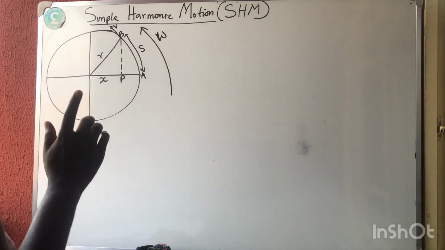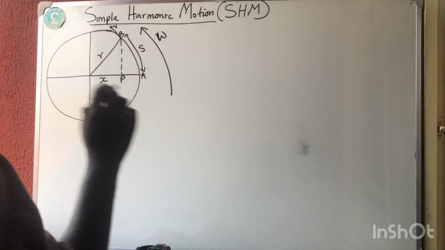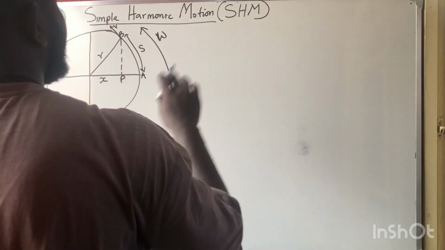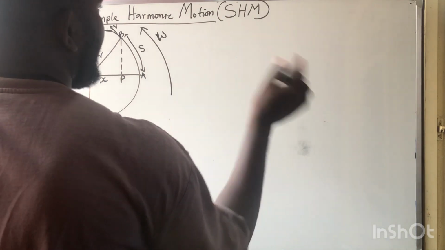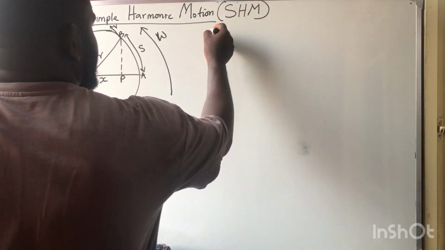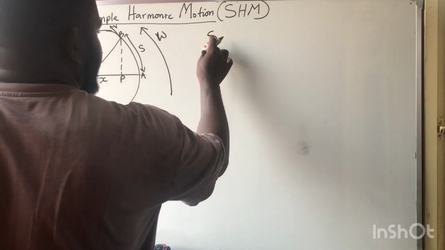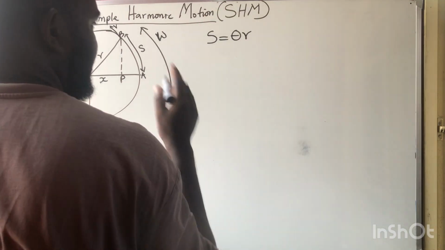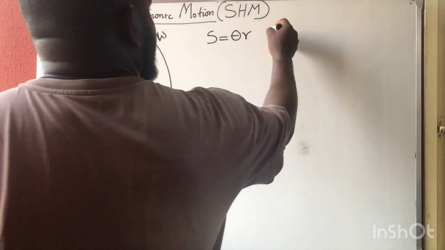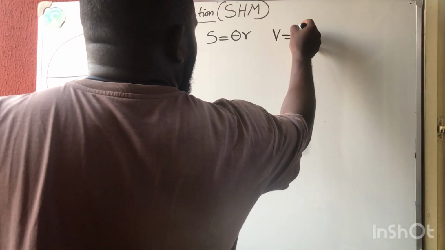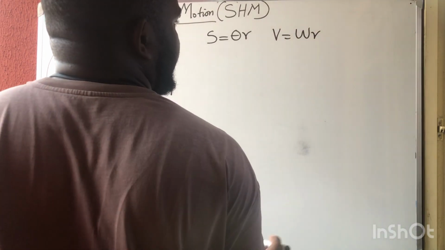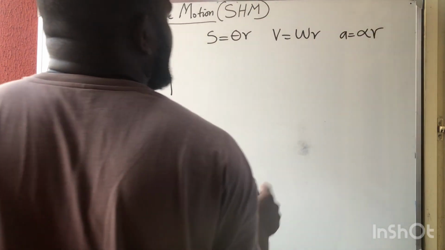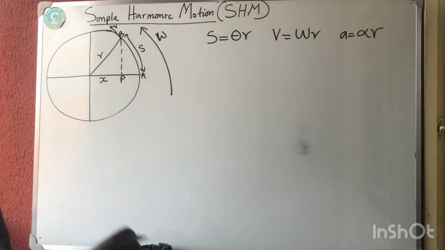Okay, now from our video on circular motion, I told you that the relationship between the linear and the angular is just for you to add r to it. For instance, linear distance or displacement is the same thing as what? Angular displacement times r. That is for displacement. Now let's go to velocity. Linear velocity is equal to what? Angular velocity times r. Okay, let's go to acceleration. Normal acceleration is equal to what? Angular acceleration times r. So these are the things you need to note.